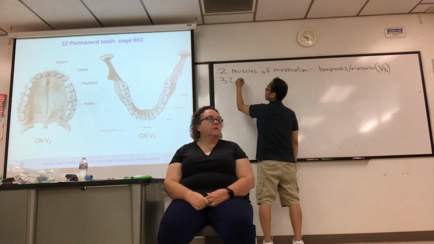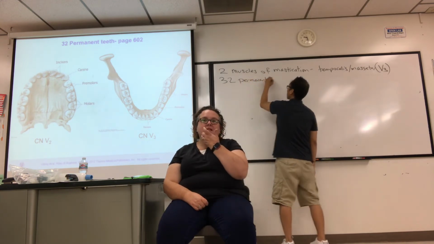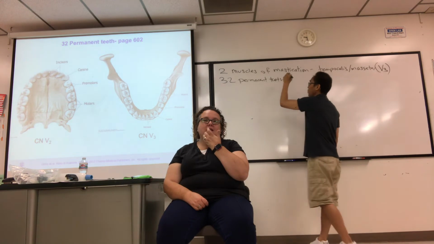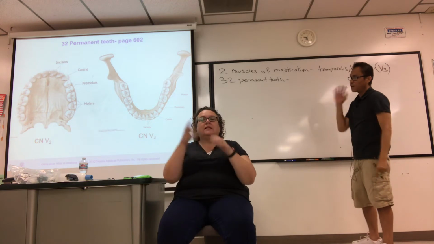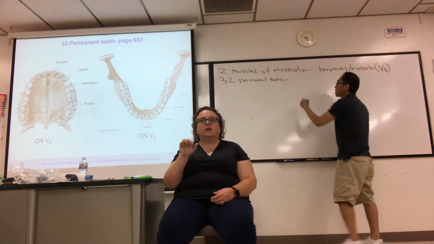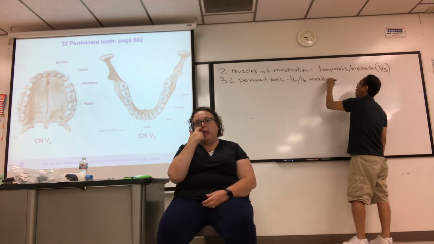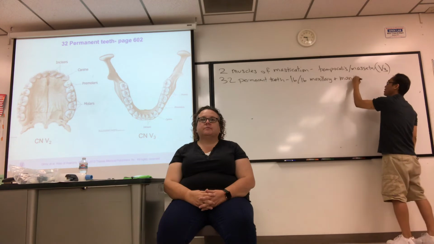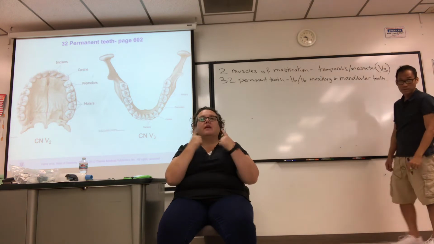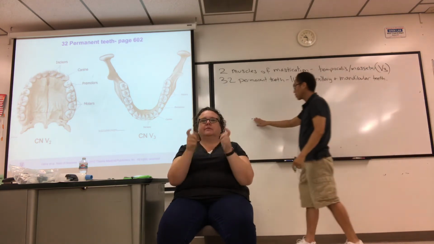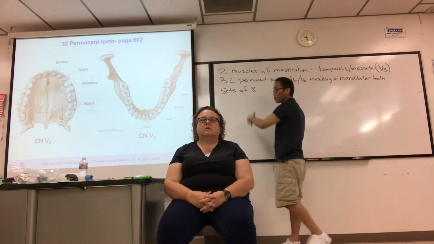32 permanent teeth. It's basically 16 maxillary and 16 mandibular teeth. Think of teeth as a set of 8, and they're labeled there. Sets of 8, basically 4 sets of 8, right?